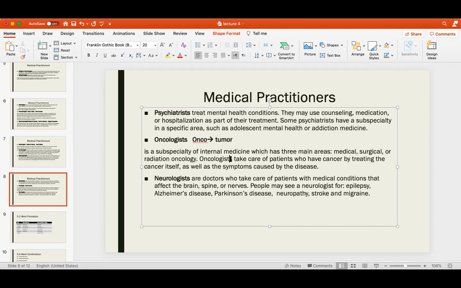Neurologists are doctors who take care of patients with medical conditions that affect the brain, spine, or nerves. People may see a neurologist for epilepsy. You remember this word we have taken last lecture, epilepsy, that means in Arabic, Sara. Alzheimer's disease, Parkinson's disease, we have taken it also in the previous lecture. Neuropathy, stroke, and migraine, which is a type of headache.